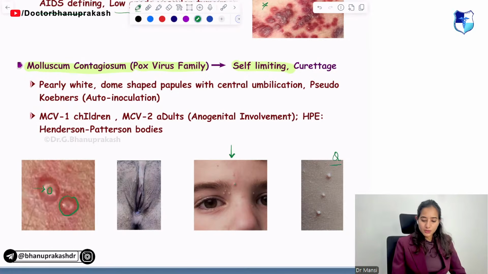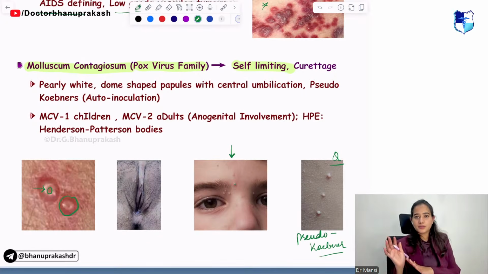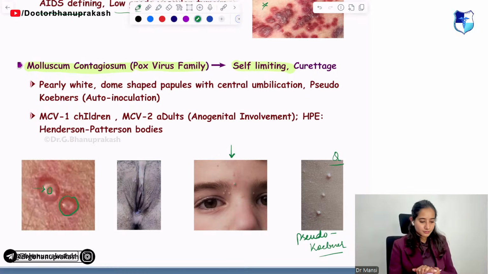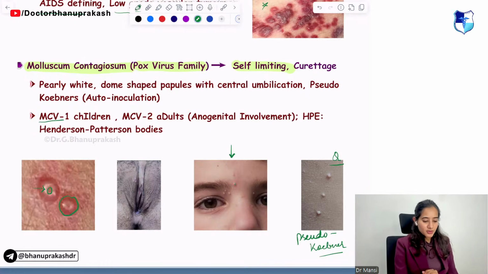Of course, there is one more thing, which is the pseudo-Koebner phenomenon, which can be seen. So what is that? When you traumatize or scratch your skin, the lesions will come over the areas of scratching as well because of the auto-inoculation of the pox virus. Then, molluscum contagiosum virus 1 is going to be present in children. So I is going to remind you of 1, and D is going to remind you of 2, MCV2.